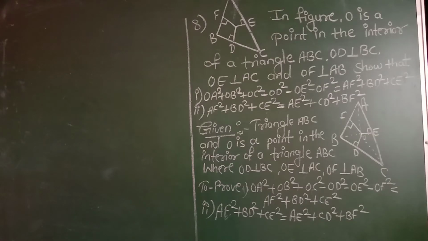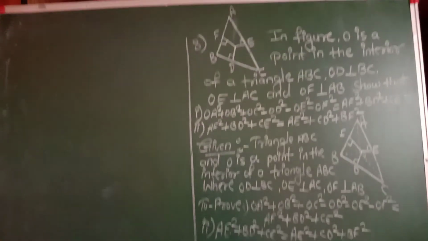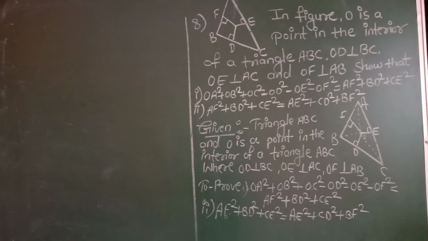Eighth question. In the figure, O is a point in the interior of triangle ABC. OD is perpendicular to BC, OE is perpendicular to AC, and OF is perpendicular to AB. Show that: we have to prove two statements here.